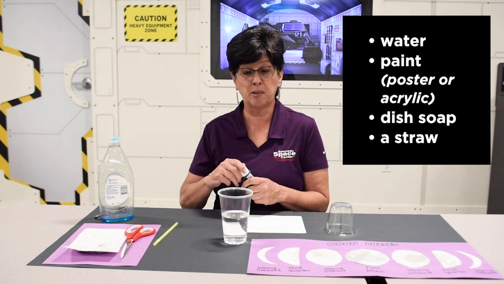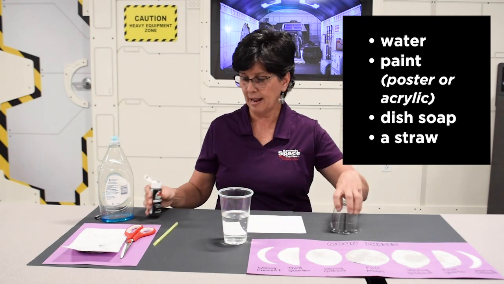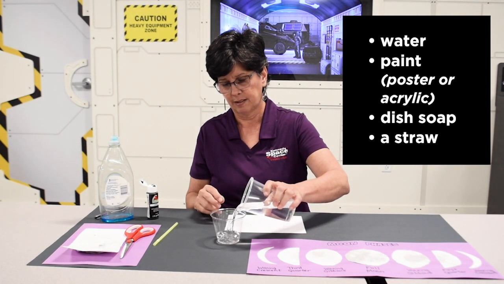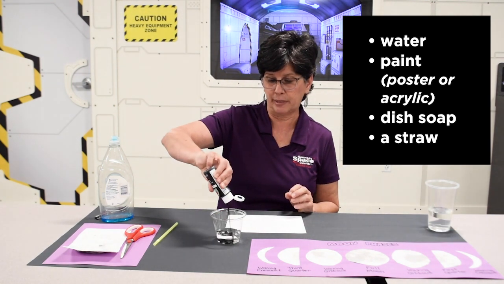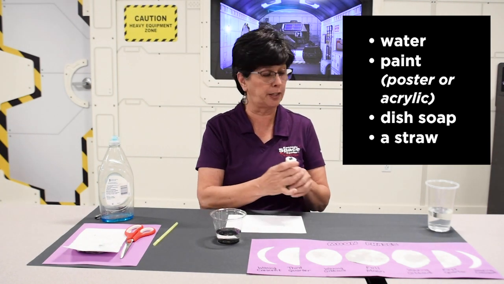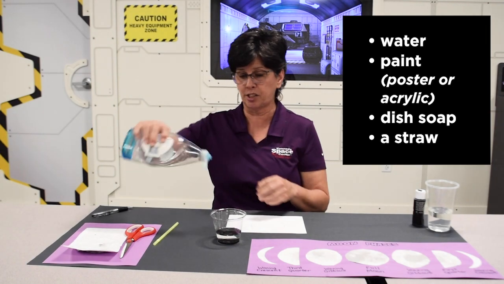To make our moons look all cool colors, to give them some craters basically, we need some water. And actually I'm going to put this in the little cup, so we don't need a whole lot of it. We need some paint, black paint. You can use poster paint or acrylic paint. I've done it with both and it works just as well. And we need some dish soap.